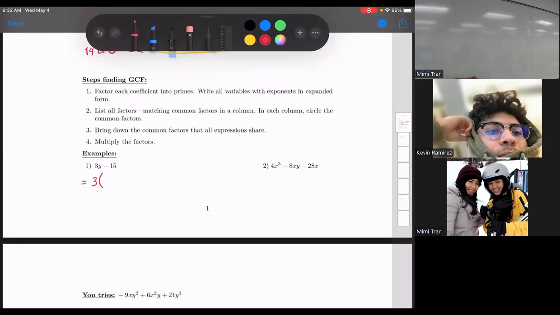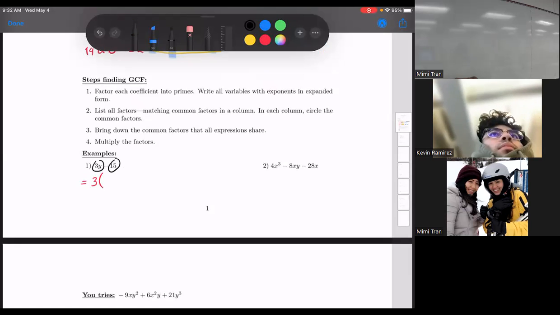By the way, when I say term, I mean like 3y is my first term, negative 15 is my second term, right? So when I factor out 3, what's left for the first term? Just y, right? And then the second term, negative 15 divided by 3 is negative 5, right? Then you're done. Try number 2.